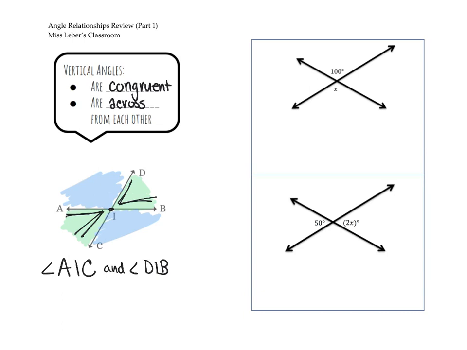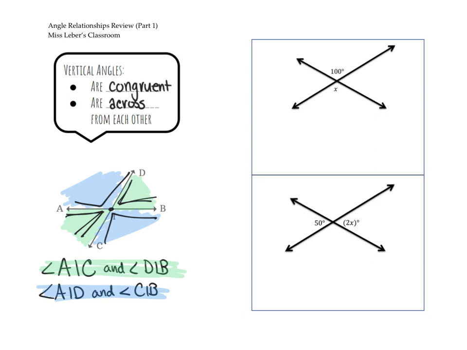So then I could also say that angle AID right here and angle, try and figure it out on your own, CIB or BIC are also vertical angles. And again, just to help you see that color there, those blue angles are going to be vertical and those green angles are going to be vertical. So we can use that knowledge to help us find missing angle measures.